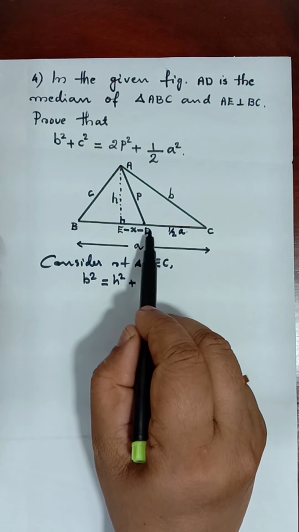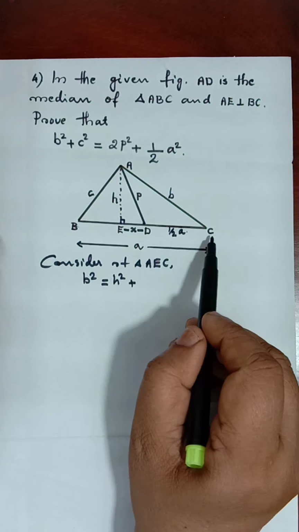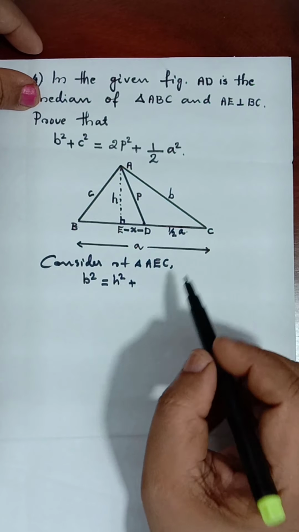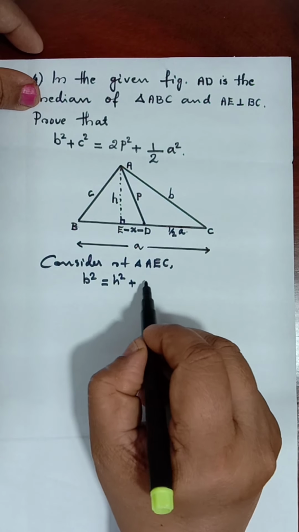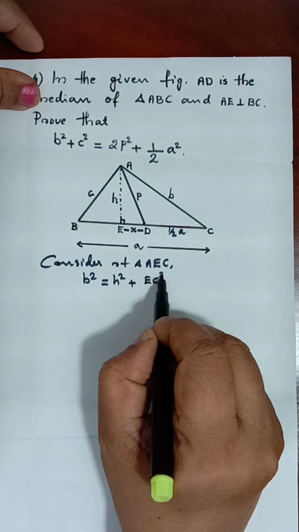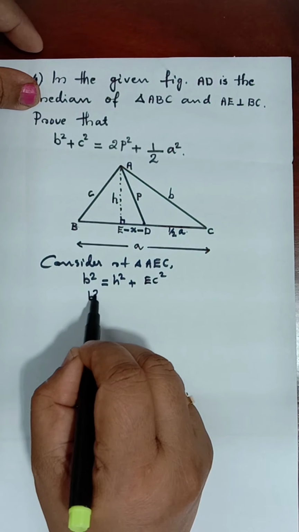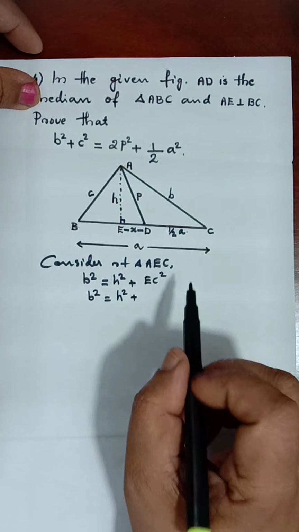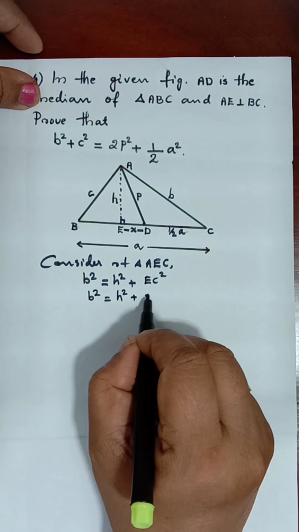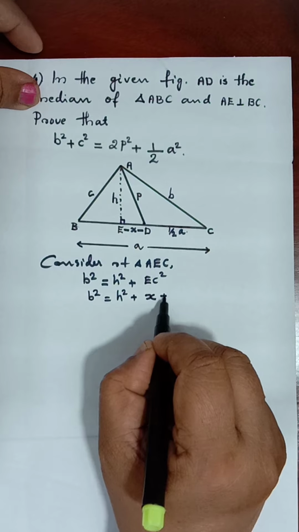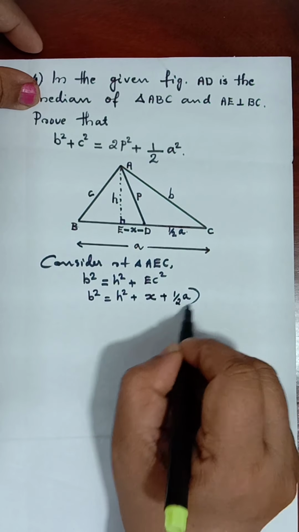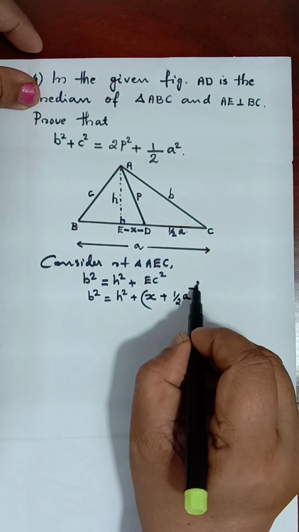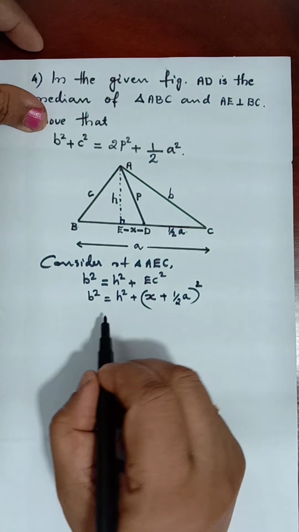ED plus DC, that is our EC. So AE square plus EC square it will be. So let me write it as EC square itself. B square equal to H square plus EC, which we have to consider as X plus half A, that is our EC. X plus half A whole square. Then EC square we are getting.